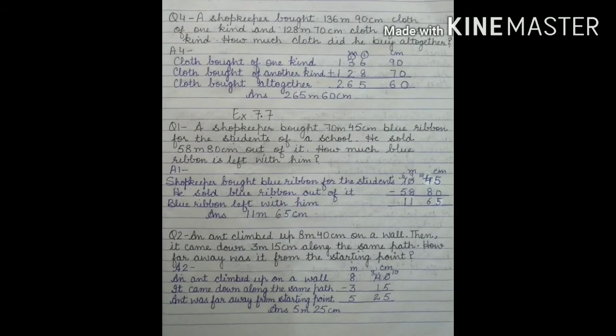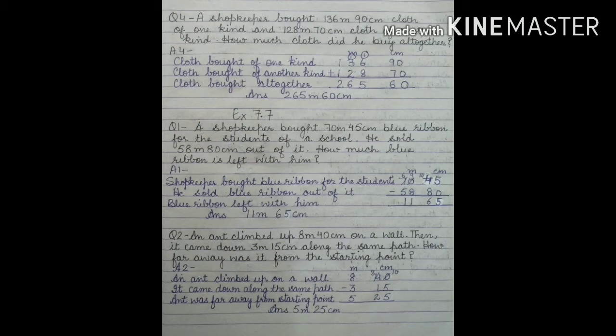In question number 4, a shopkeeper bought 136 meter 90 centimeter cloth of one kind and 128 meter 70 centimeter cloth of another kind. How much cloth did he buy altogether? In this question, a shopkeeper bought two different kinds of cloths. We have to find out how much cloth he bought altogether. Altogether means in total, and when we have to find total, we will add.